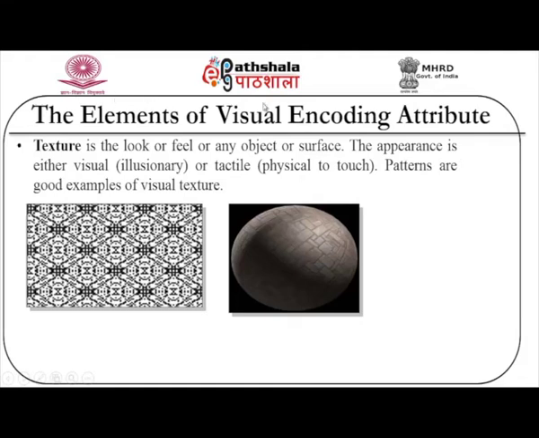The next element of visual encoding attribute is texture. Texture is the look or feel of any object or surface. The appearance is either visual, that means it can be illusionary, or it can be tactile, that is, physical to touch. Some examples of textures or patterns are good examples of visual texture. So here are two examples of visual texture. The first one is more illusionary in nature. The second one is more physical in nature.